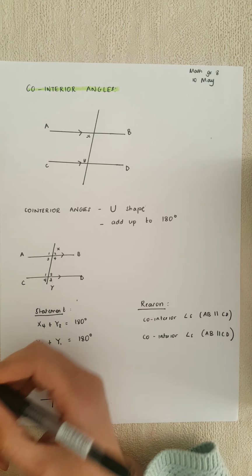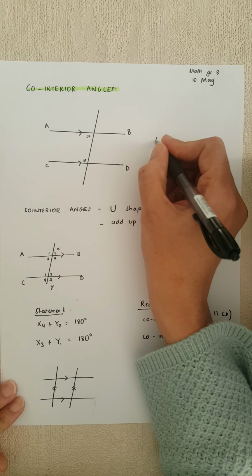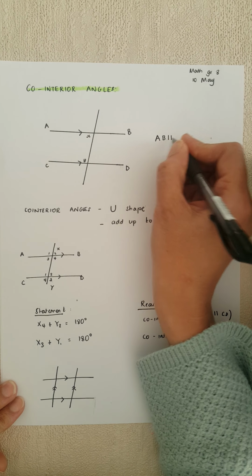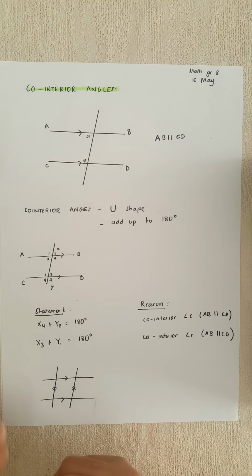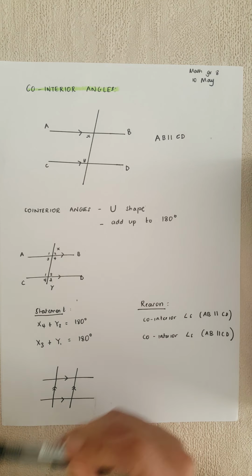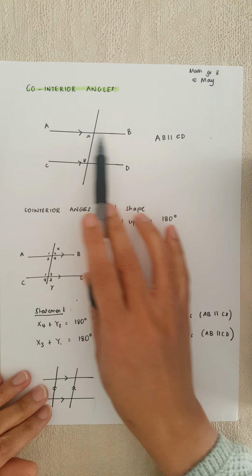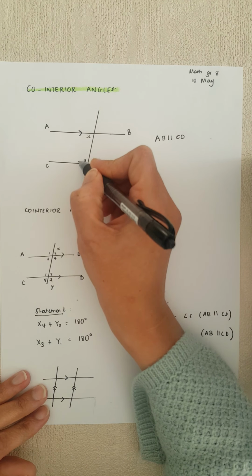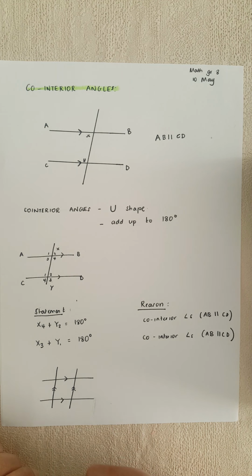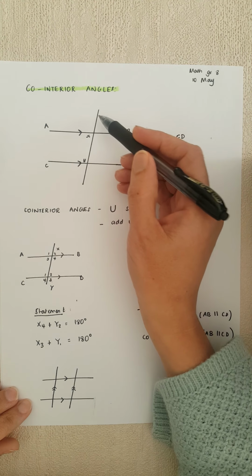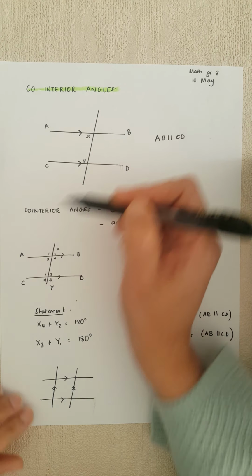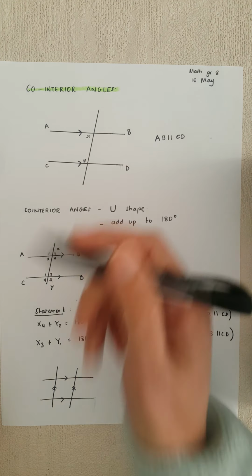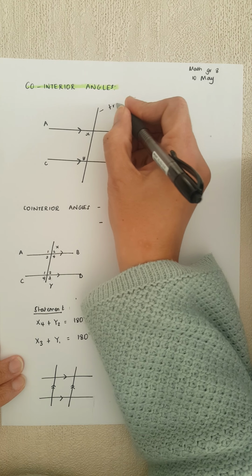When I want to say that AB is parallel to CD, I'm going to write it down like that. That's how I write it in geometry. I'm saying line AB is parallel to CD. When I see these arrows in the diagram, they tell me that line AB is parallel to CD. When we see a diagram like this, we have a line cutting through the two parallel lines, and this line is called a transversal.